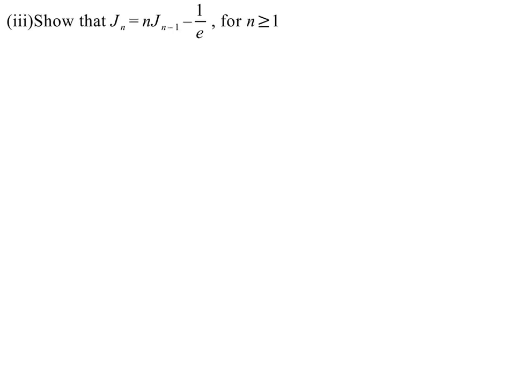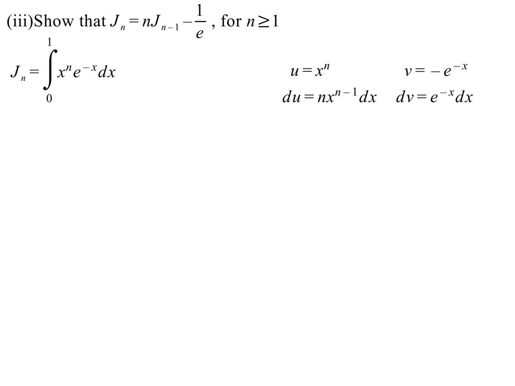Show that Jn, so now we're going to create a reduction formula, is n Jn minus 1 minus 1 on e. Okay, there's Jn. It pretty much looks like we're going to have to use parts here. We've got x to the n and e to the minus x. So I'll make u equal x to the n, because that will reduce my power down. That's what I want to do. And that means v dash is e to the minus x, so v is minus e to the minus x.